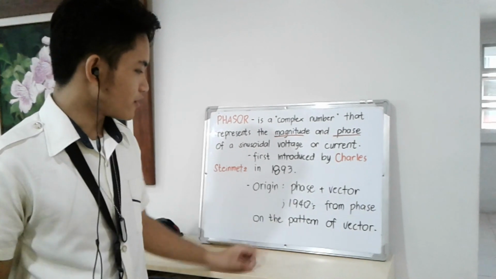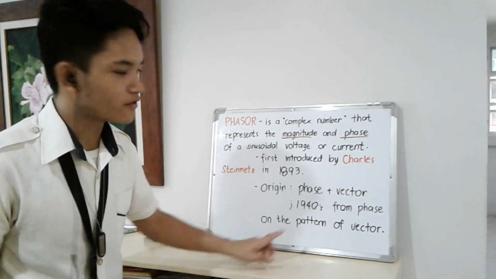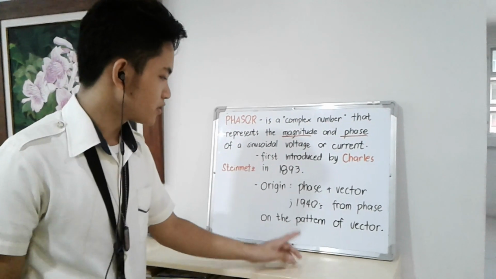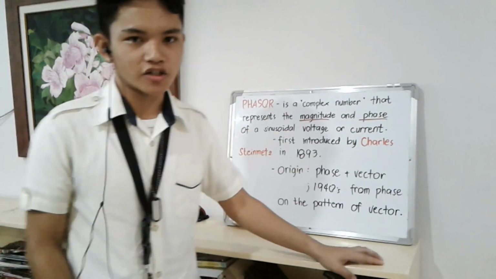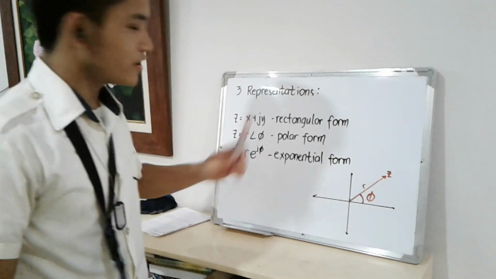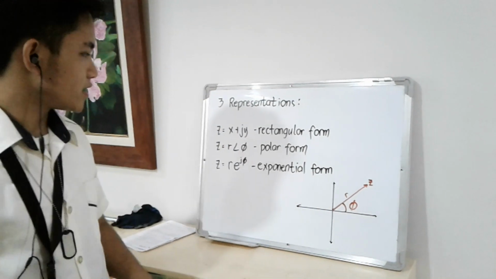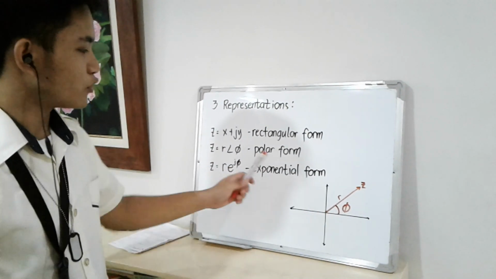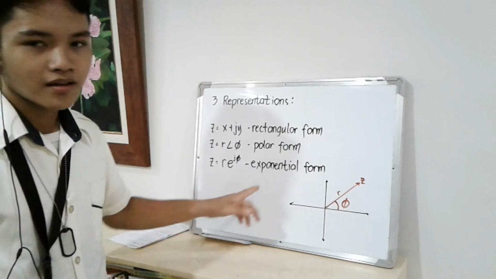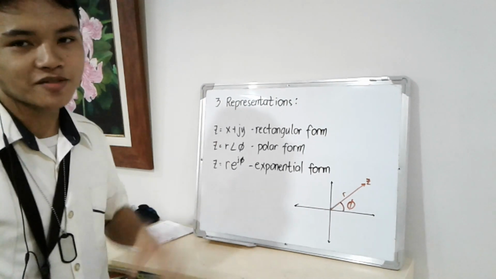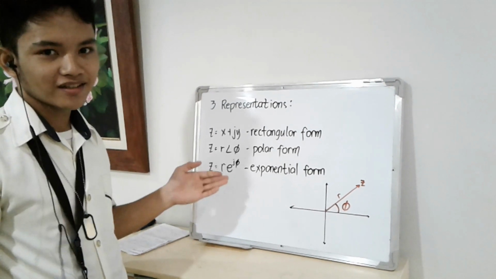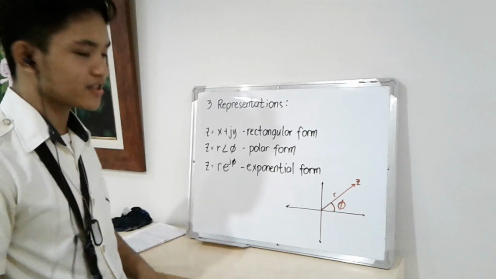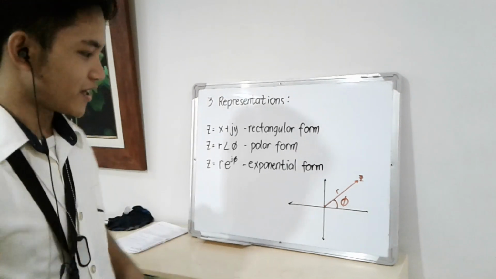Then the origin of the word phasor is from the words phase plus vector, in the 1940s, from phase on the pattern of vector. And here phasor is presented in three ways. It's either rectangular form, polar form, or exponential form. We already covered this in our advanced math, so I will not discuss it at length since the sir discussed it too.